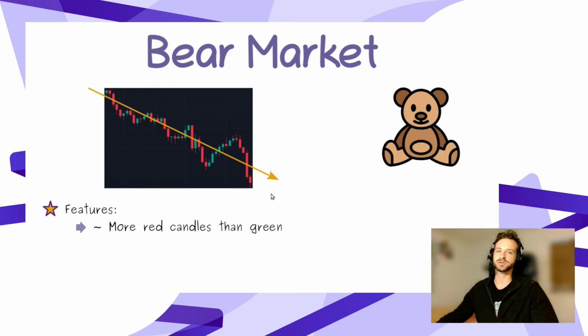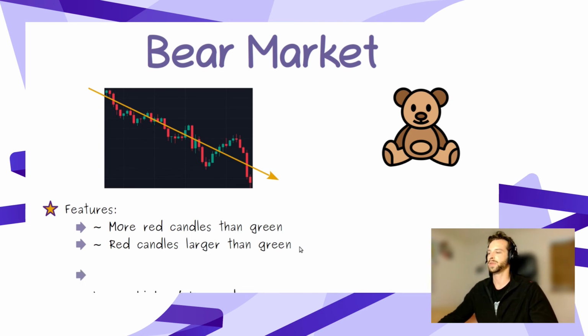What are the features? Well, as opposed to the bull market, you will generally have on average more red candles than green, and the red candles will be in general larger than the green ones. But really the key feature that characterizes a bear market is that you have lower highs and lower lows. Same thing in reverse from the bull market.